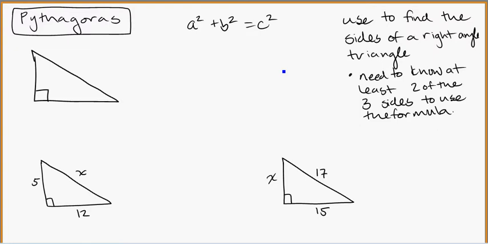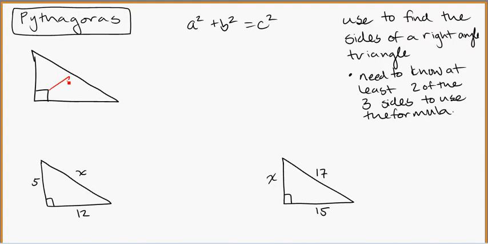And we need to know at least two of the sides to make it work. We do not actually use angles in this formula, it is just the sides. So a few things to remind ourselves of. One of them is how to actually recognize which sides of the triangle go to which part of the formula.